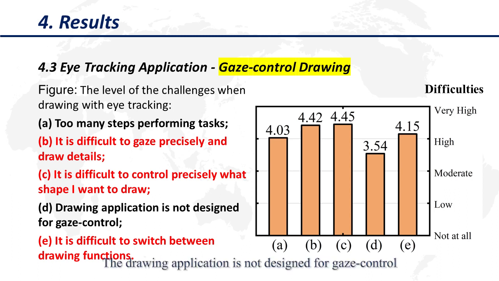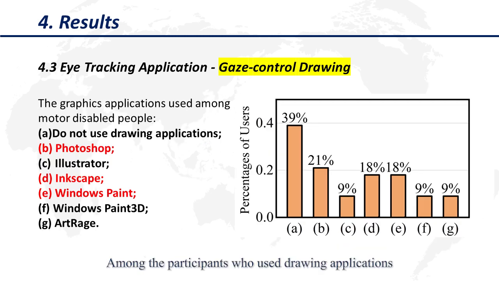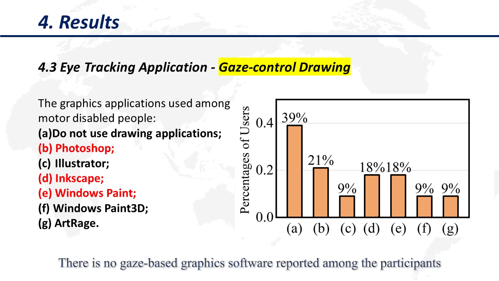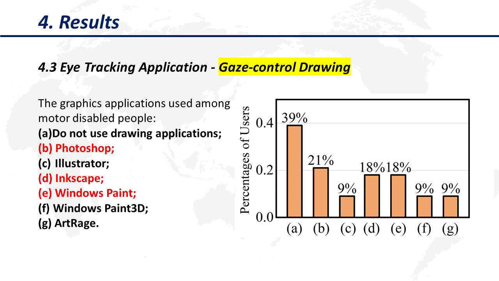The drawing application is not designed for gaze control. It receives the lowest score among the 5 challenges, despite still having a high difficulty compared to the other gaze control applications mentioned before. Among the participants who used drawing applications, Photoshop was the most widely used application. The second most popular applications were Inkscape or Windows Paint. It is notable that all the graphics software mentioned by the participants were developed for the common use of mouse, tablet, and keyboard. There is no gaze-based graphics software reported among the participants.